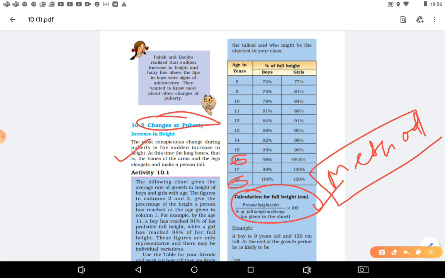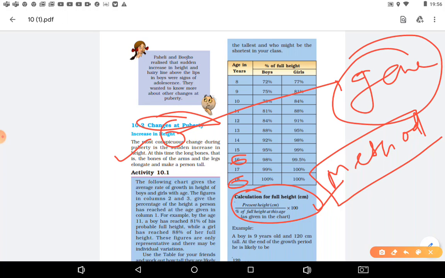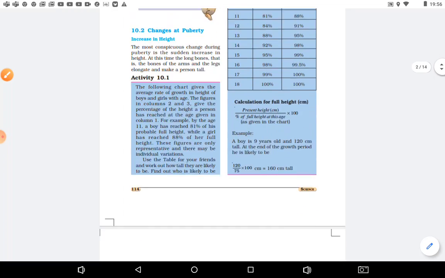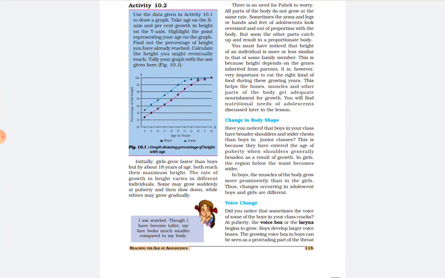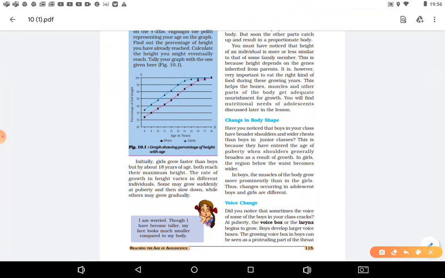Apart from that, another thing is mentioned here. Height is a trait which is also controlled by the genes, and we have studied about the genes that we get from our parents through the DNA. Apart from that, another change which occurs during puberty, that we have discussed in the video also, is the change in the shape of the body.